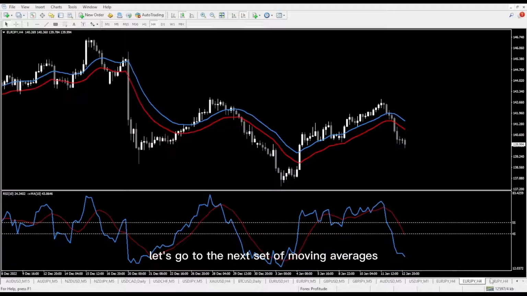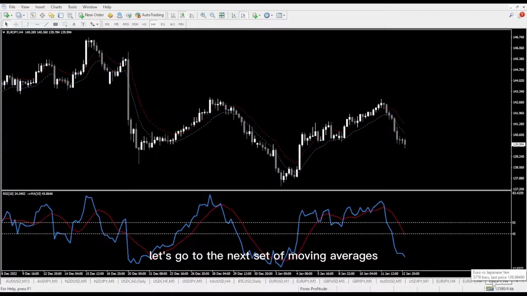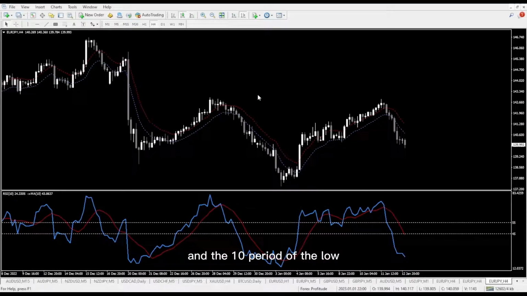Now with that, let's go to the next set of moving averages. This is the 10 period of the high and the 10 period of the low. Now with the 20 periods, those solid moving averages that we had, those are going to get us into the trade. They're going to signal the trade and the direction that we want to trade. And these 10 period moving averages, they're going to be how we manage the trade.